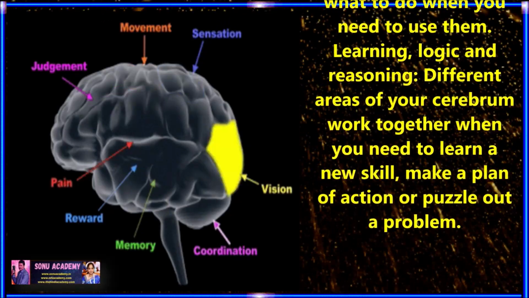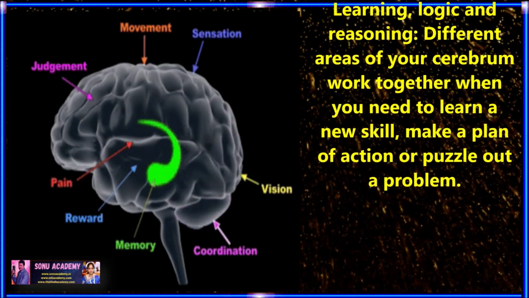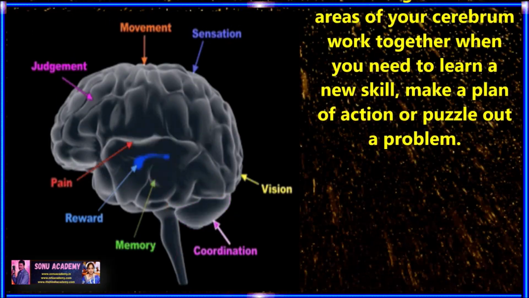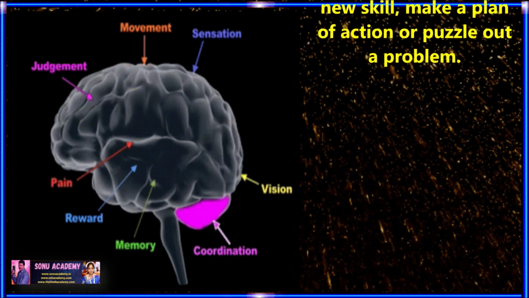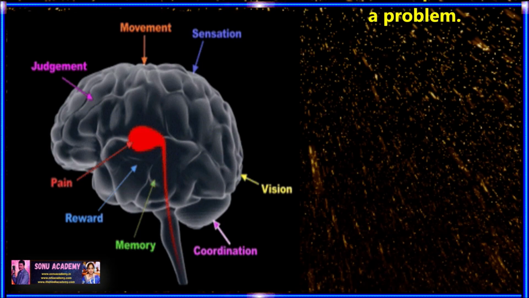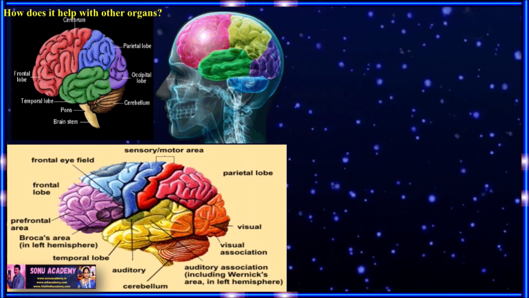Learning, logic and reasoning: different areas of your cerebrum work together when you need to learn a new skill, make a plan of action, or puzzle out a problem.